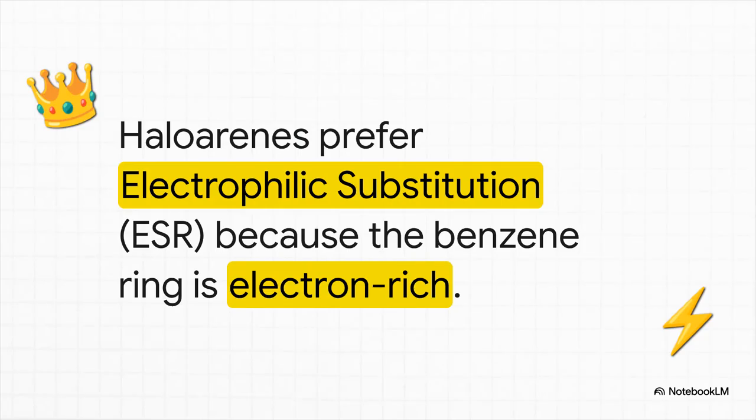So okay, if it hates nucleophiles, which are rich in electrons, what does it like? Exactly the opposite. It likes electrophiles, things that are electron poor. Why? Because that whole benzene ring is a big, beautiful cloud of electron density. It's a perfect target for an electrophile. And this is the game haloarenes prefer to play. It's called electrophilic substitution reaction, or ESR.